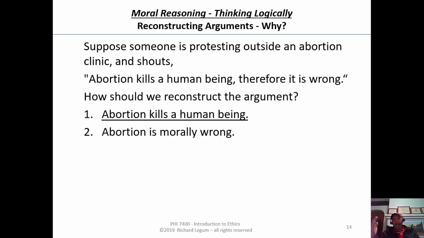Now we're going to evaluate the argument. And when we're evaluating the argument, especially since we're still trying to refine a reconstruction here, the first thing I'm going to say is, let's look at the logic. I want you to look at this carefully and tell me, is this a valid inference? Does the claim that abortion kills a human being logically entail that abortion is morally wrong? Stop the recording a second, think about it, and come up with your answer.